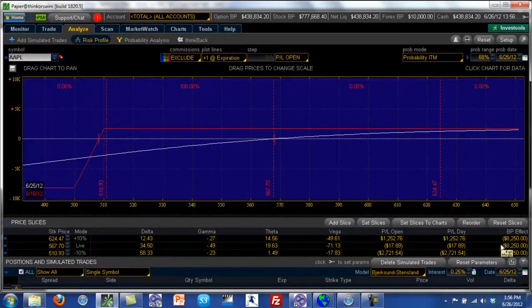So that's the profile. And if you see, the margin requirement is going to be your maximum loss on this position. So that's going to be 8,250. And that's what your broker is going to hold as your buying power.